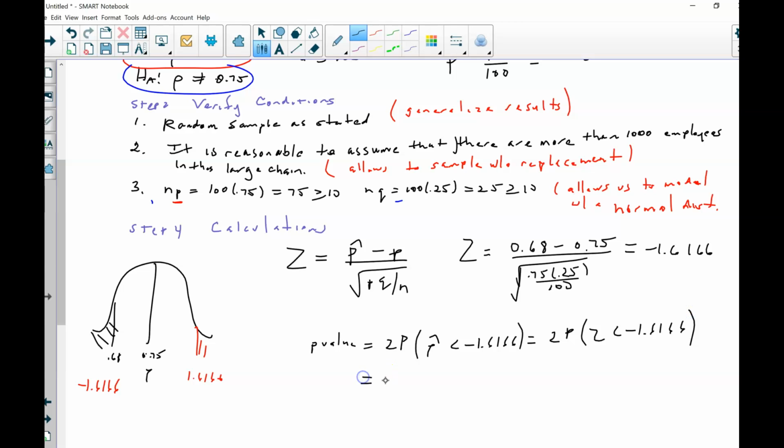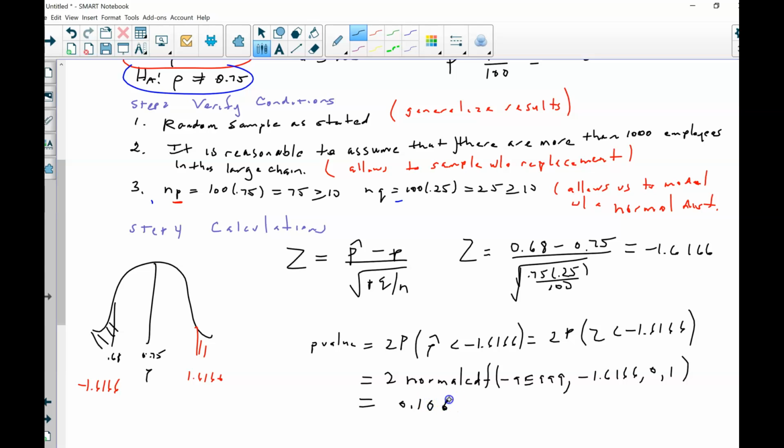So this is going to be twice normal CDF. And when you enter this in the calculator, you should get an answer of 0.106 approximately. Okay, let me make that 0.106 better. And that's your p-value.